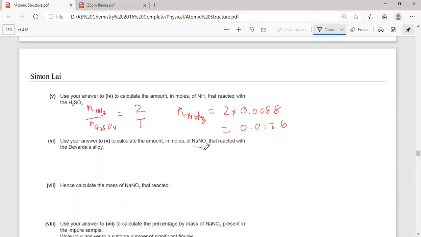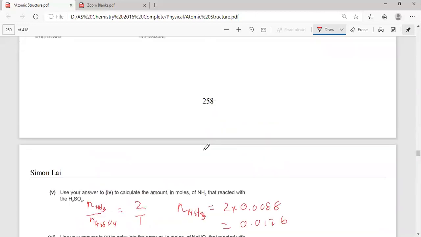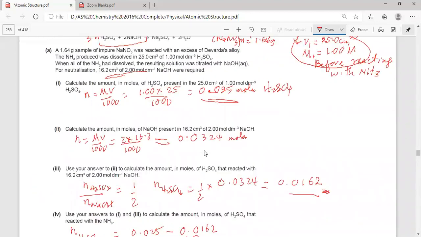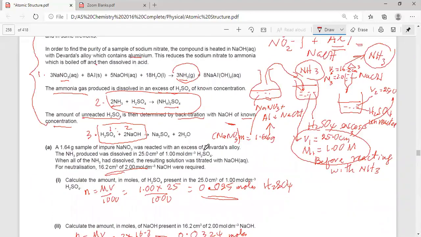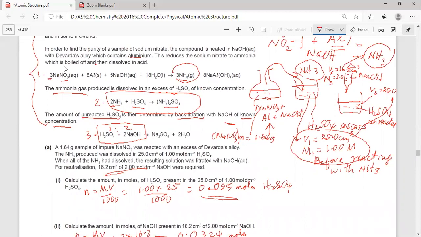Use your answer in 5 to calculate the number of moles of sodium nitrite. Now, see, you go backwards here, right? So here you can see sodium nitrite. The ammonia is here. So it's 3 moles producing 3 moles here. Same thing. So of course you want to put the whole thing: 3 moles is to 8 moles is to 5 moles is to 18 moles, is to 3 moles, is to 8 moles. But you don't care about the rest. Here, the number of moles is the same.